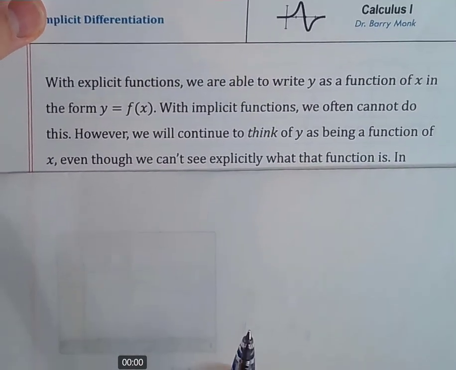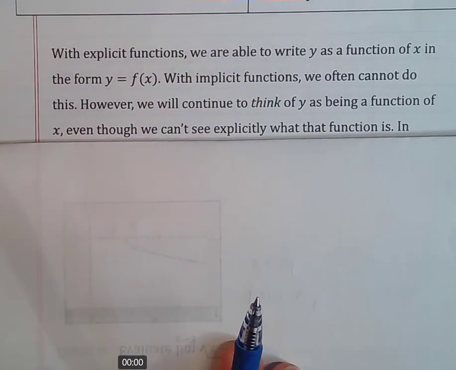And I'm not going to get into the details of that, but it's okay to do that. It's okay to think of y as being a function of x, even when we're dealing with implicit functions, because we can always restrict the range in such a way that something that's not a function can be defined as a function. But we're not going to worry too much about that.